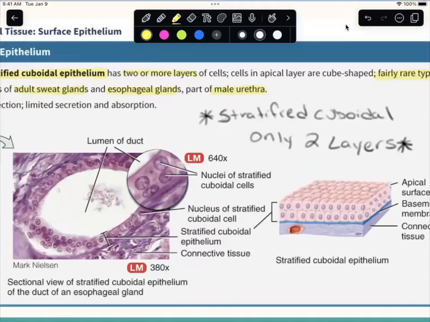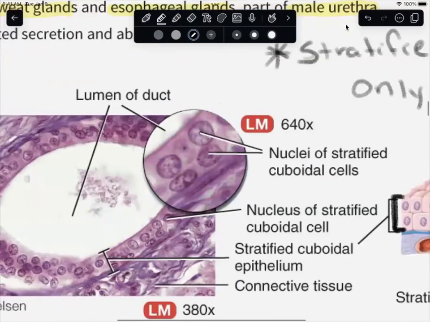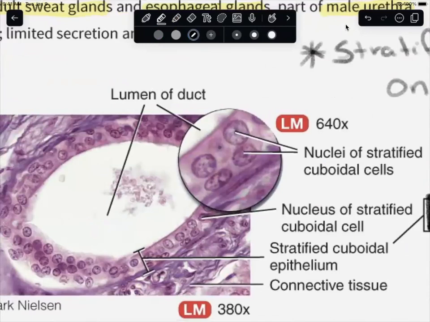So, this drawing, we have these 2 layers of cells. This top layer, this bottom layer. Both layers in this case are going to be cube shaped, just like in this picture. This isn't the best example of stratified cuboidal. It's hard to see those 2 layers.